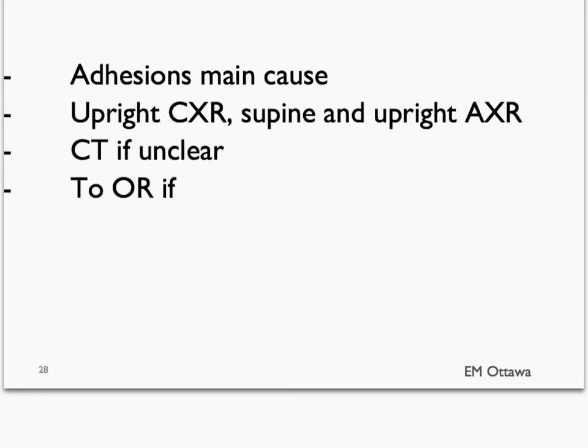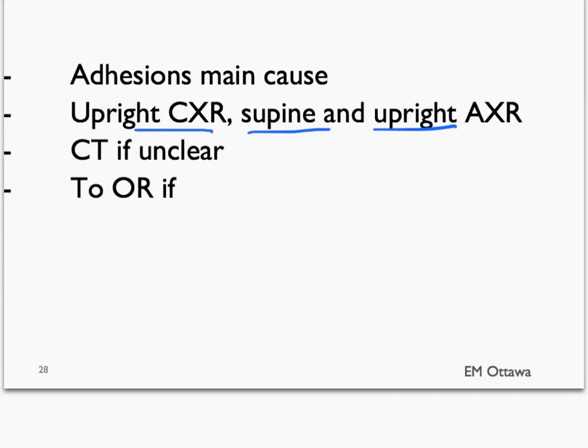If we suspect a small bowel obstruction, we should obtain an upright chest X-ray, an upright and supine abdominal X-ray, and look for free air under the diaphragm on the upright chest X-ray, dilated bowel loops on the supine abdominal X-ray, and air fluid levels on the upright abdominal X-ray.